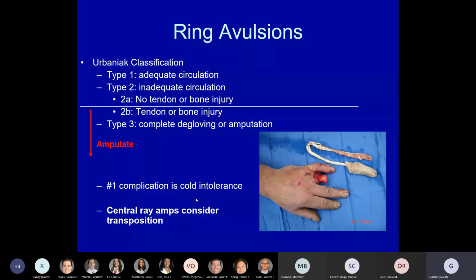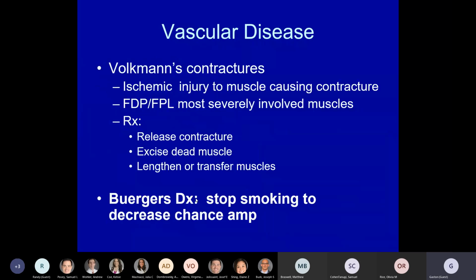All right, ring avulsions. For OITE, what you need to know is this cutoff right here. If you have a ring avulsion injury, but there's no tendon or bone injury, we're going to fix it. If you get a complete degloving, like a picture like this, the answer is amputation, not replant. If you salvage a ring avulsion, the number one complication is cold intolerance. If you do central ray amputations, which usually, obviously, is the ring finger, they're going to want you to consider transposing the adjacent digit to close down that space and improve their function.